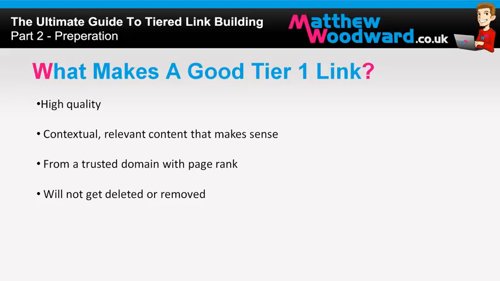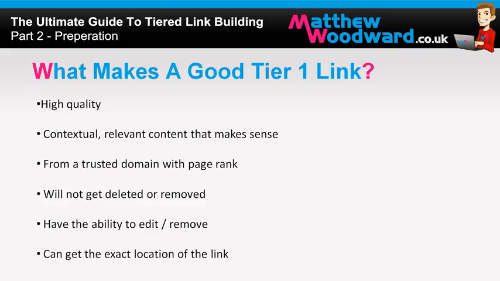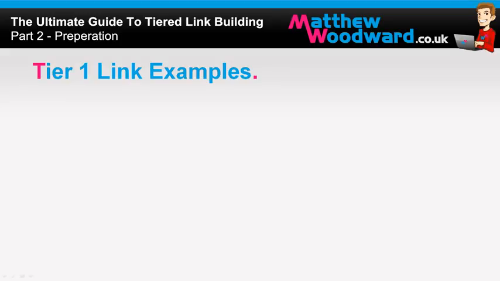In the last video, I said having the ability to remove a tier 1 link is optional, but I really can't stress enough how important it is to be able to remove links from your tier 1 at will. I'm sure some of you watching this have kicked yourselves in the past for not having that level of control. You also need to have the ability to get the exact location of the link, as we'll need this to build the lower tiers.